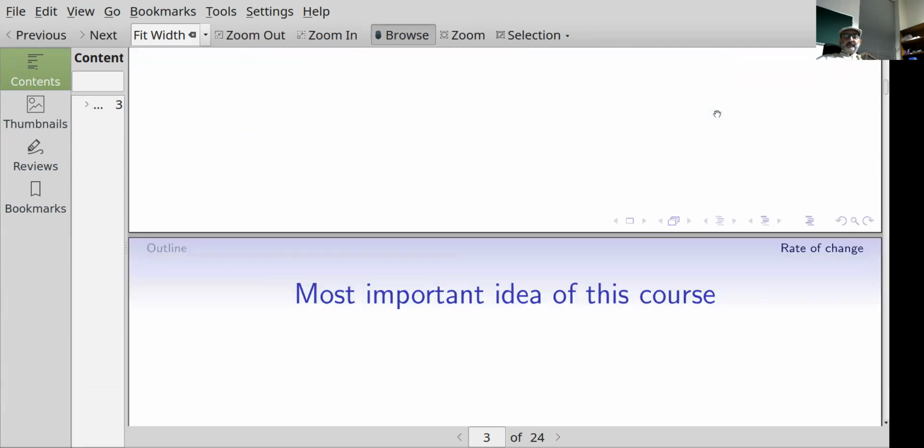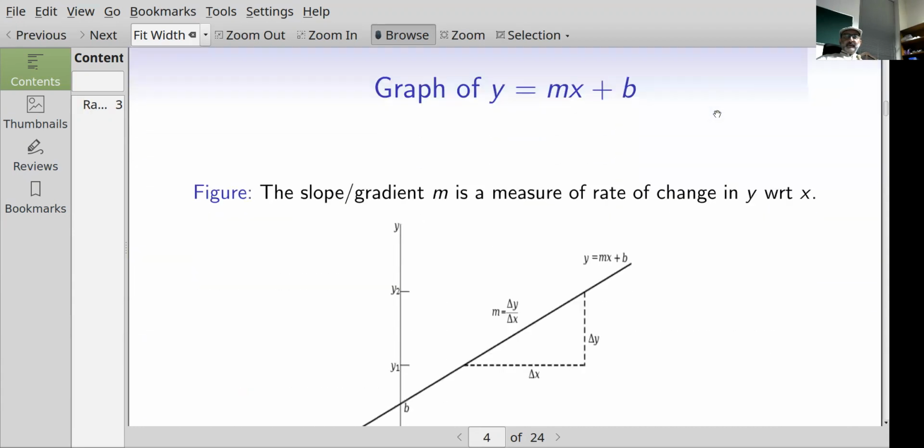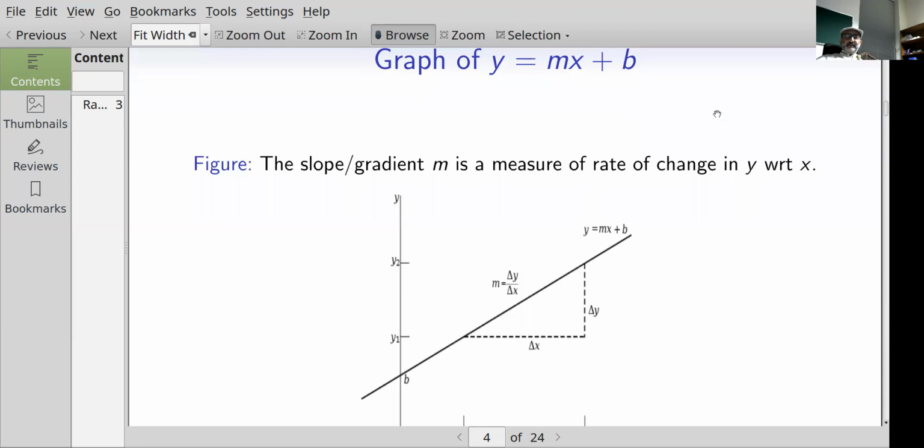Okay, so this is by far the biggest idea of the course. How fast is a function f changing at some value of its argument? Okay, now we already have this idea.